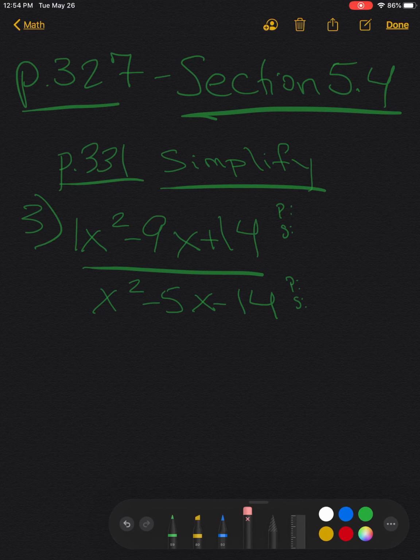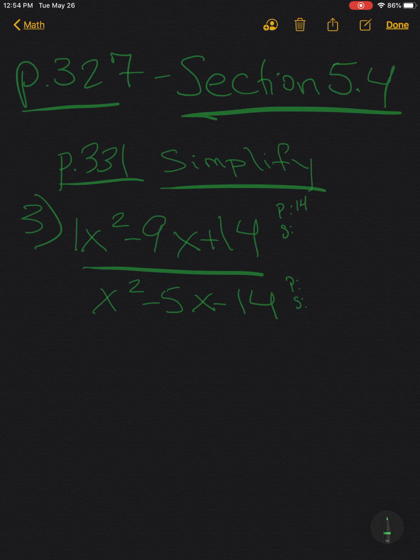Okay, so how this works is the last number is your product, and the middle number is your sum. So you have to think of two numbers that multiply to be 14, and when you add them, add to be -9. If you want, pause the video and see if you could do that. Those numbers would be -7 and -2. So the numerator now turns into x minus 7, x minus 2.